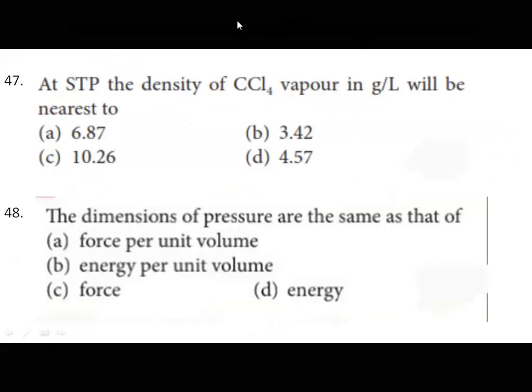Next question. At STP, the density of CCl4 vapors in grams per liter will be nearest to. CCl4 is carbon tetrachloride. So they have asked, at standard temperature and pressure, the density of carbon tetrachloride vapors in grams per liter. Yes. Let us see what is the weight of 1 mole of CCl4 vapors.